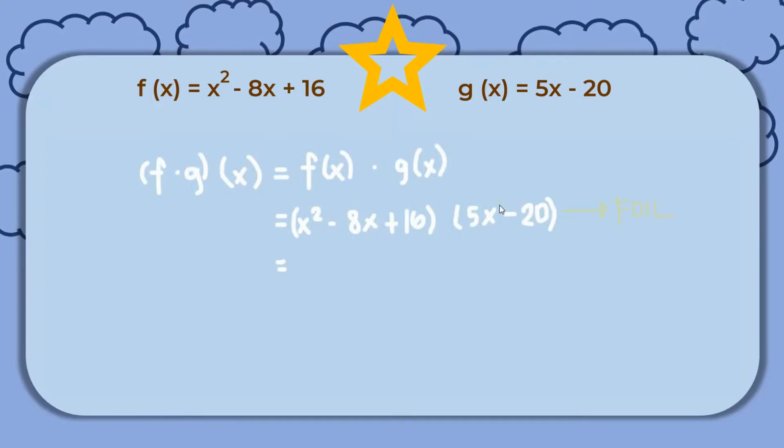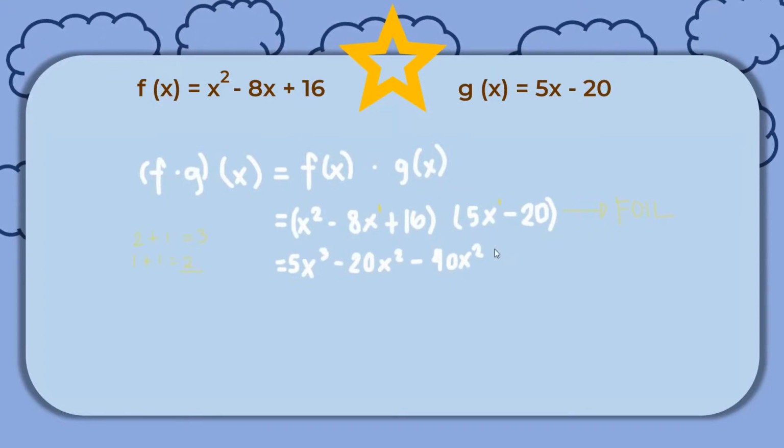You might wonder why it is 3. In multiplication, only the coefficients are multiplied while the exponents are added. Remember, the x has an exponent of 1, so 2 plus 1 is equal to 3. Moving on, x squared times negative 20, the answer would be negative 20x squared. Negative 8x times positive 5x, the answer would be negative 40x squared.